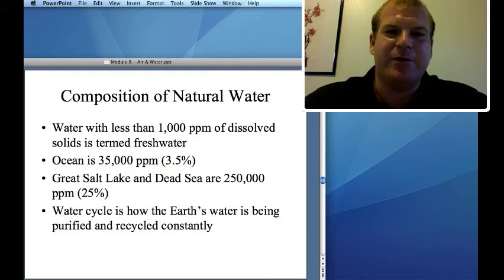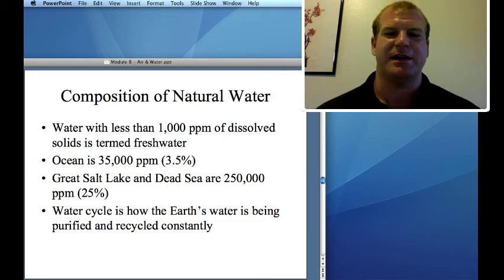The human body, we are about 0.9% salt, at least that our blood is. So that's why if we drink salt water, it doesn't quench our thirst. And there are other places saltier than the ocean. The Great Salt Lake and the Dead Sea are about 25% salt water.